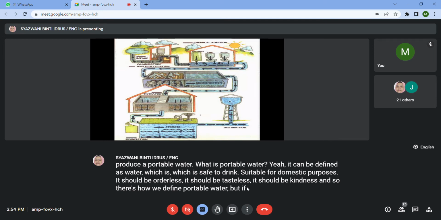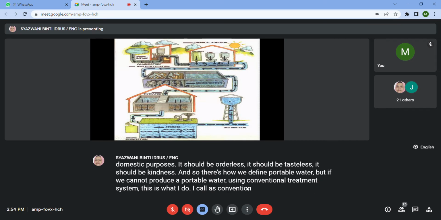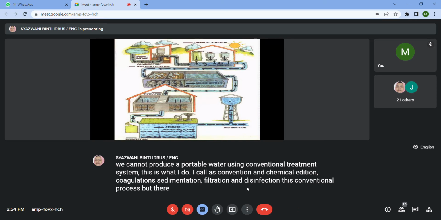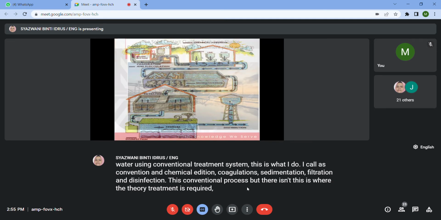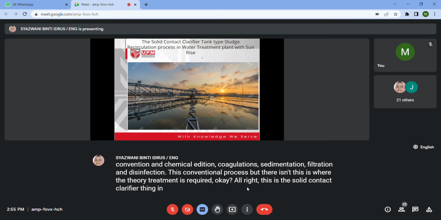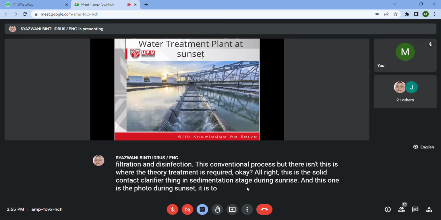But if we cannot produce potable water using the conventional treatment system, which is chemical addition, coagulation, sedimentation, filtration, and disinfection, these are the conventional treatment processes. For that reason, this is where tertiary treatment is required. This is the solid contact clarifier tank in the sedimentation stage during sunrise, and this one is the photo during sunset, just to share the photo with you.